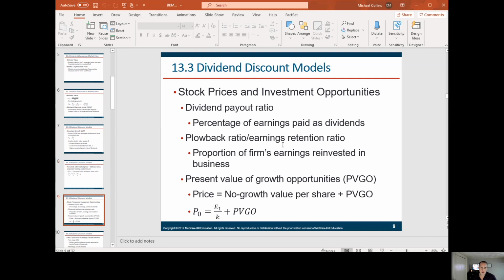Stock prices and investment opportunities. So the dividend payout ratio is pretty important. One thing I would tell you about the dividend payout ratio as it's relevant to today would be the stock of something like Exxon.